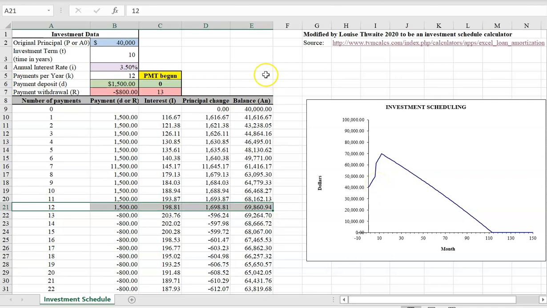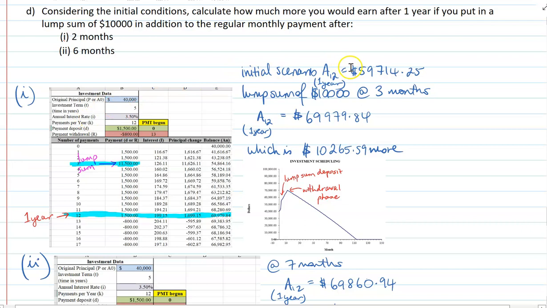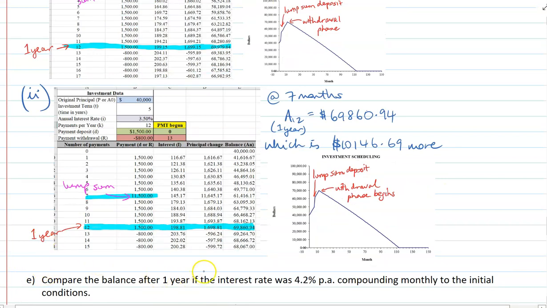So hopefully what you've noticed there is that the sooner we put in our lump sum, so if we put it in at the 3rd month compared to the 7th month, our balance very logically will also increase in the investment. So just documenting that, our initial scenario had a balance of $59,714.25. After we popped that lump sum in, that boosted our 1 year balance to nearly 70,000, which is $10,265.59 more. If I have a look at the 7-month lump sum deposit, that boosted our balance by $10,146.69 more.